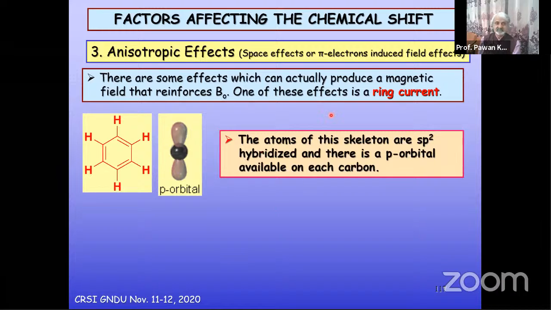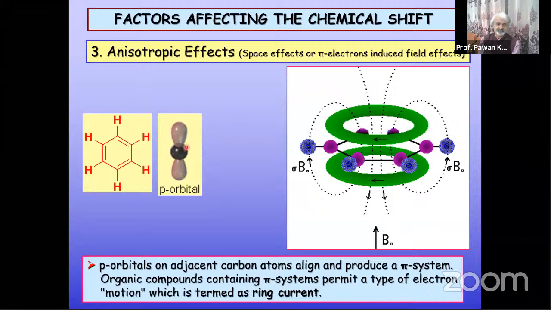So one of these effects you see is called the ring current. What is the ring current? Say for example, if we have this benzene, then the atoms of this skeleton, they are sp2 hybridized, and there is a p orbital available on each carbon. For example, this is shown a p orbital. And these p orbitals, let us say that this is benzene. So p orbital, p orbital, p orbital, p orbital, everywhere, 6. So p orbitals on adjacent carbon atoms, they can align and can produce a pi system. They can produce a circulating pi system at the top as well as at the bottom. And organic compounds containing these pi systems, they permit a type of electron motion which is termed as ring current.